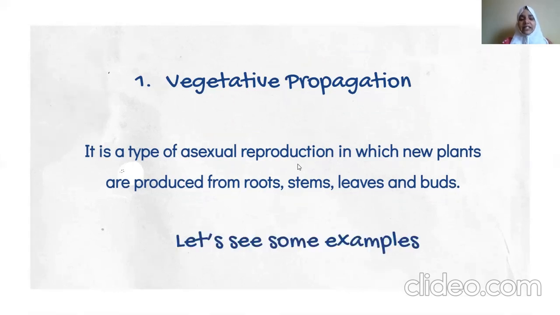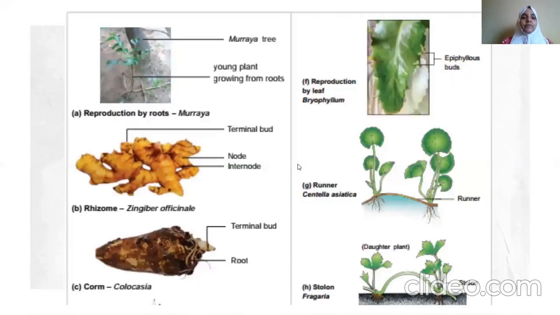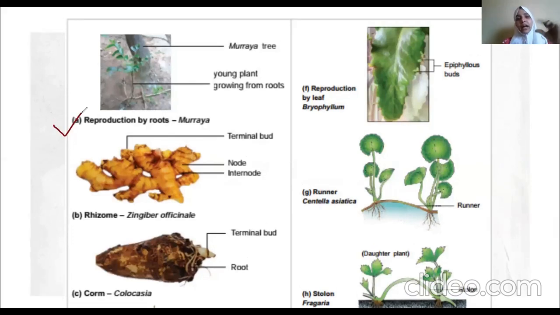So let's see some examples under this. So you can see the picture over here. Let's first take by parts, by roots. So here you can see the murray plant. If you take the roots of the murray plant and you sow it into the soil, the roots are capable of growing into a whole young plant. This plant is growing from the roots.